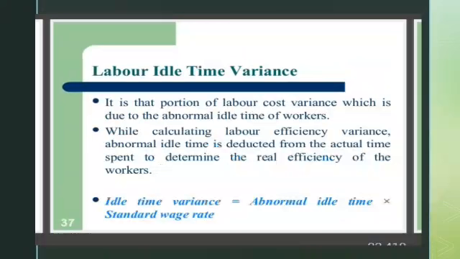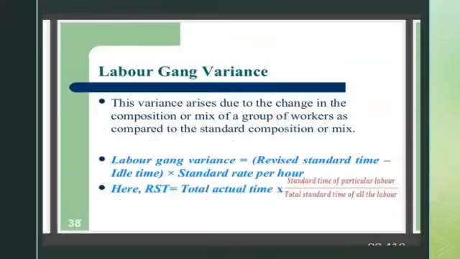Labor idle time variance. This variance arises whenever there is an abnormal idle time caused by power failure, machine breakdown, etc. This variance will always be unfavorable. It is calculated as: idle time variance is equal to abnormal idle time into standard wage rate.